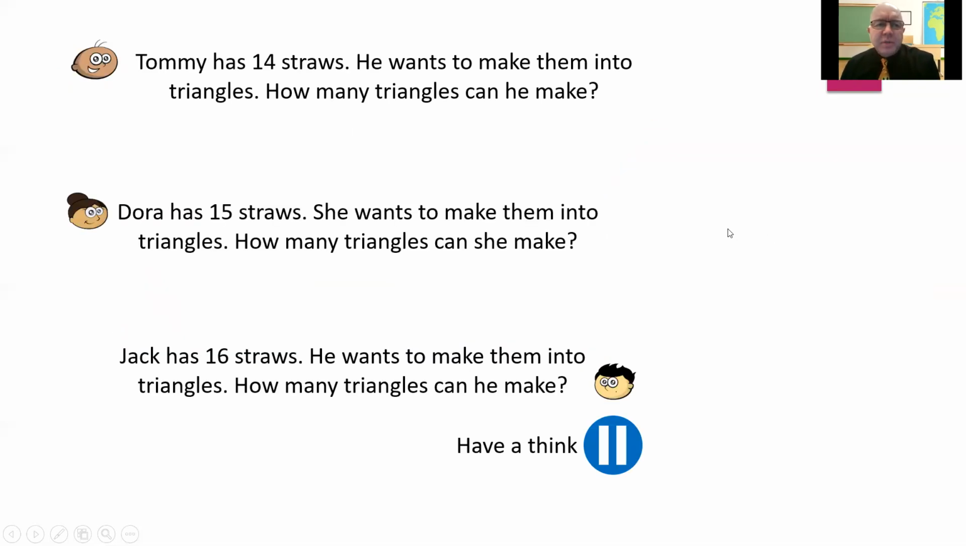Right, a couple of similar questions here. I'd like you to have a think. We've got Tommy, who's got 14 straws and wants to turn them into triangles. Dora's got 15 and Jack's got 16. All the children want to make triangles. How many can they make? Pause the video, have a think.